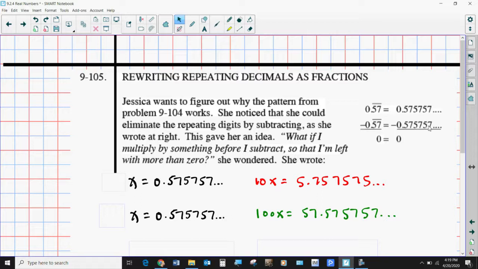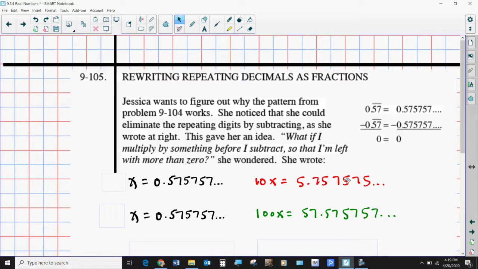Because remember, 7 minus 7 is 0, 5 minus 5 is 0, and so on and so forth. If you go all the way back to the infinitely right digit, they're always going to match each other. So it's just as easy to say any number subtracted by itself is going to give you 0 for an answer, okay? So she thinks about this. She says, what if I multiply by something before I subtract so that I'm left with more than 0?